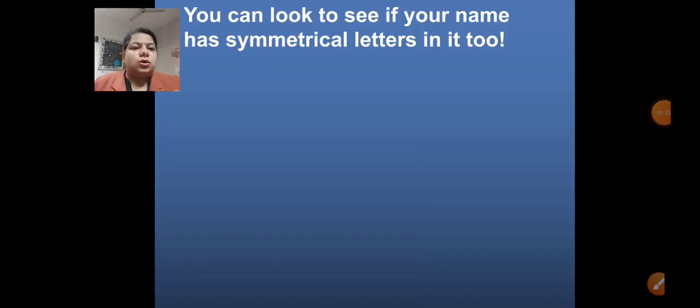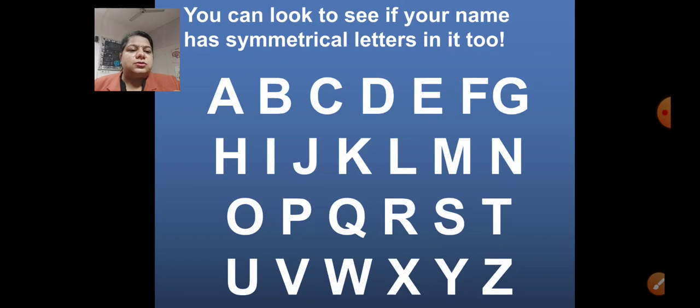So let's take all the English alphabets from A to Z, and you can see if your name has any symmetrical letters in it or not. So these are all the alphabets from A to Z, and I am going to draw the lines of symmetry of all. Let's discuss it one by one.